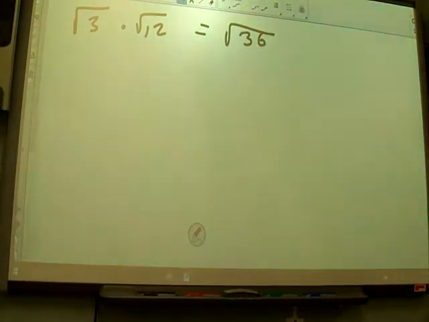Now if we can break it down, we do. This one's nice and friendly for you because we know the square root of 36. Positive and negative 6. Very good, Angel.